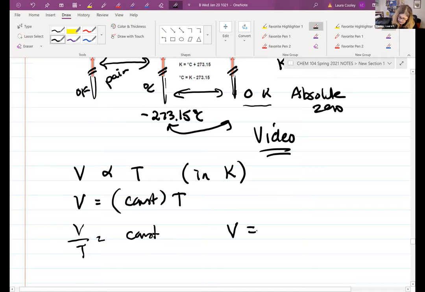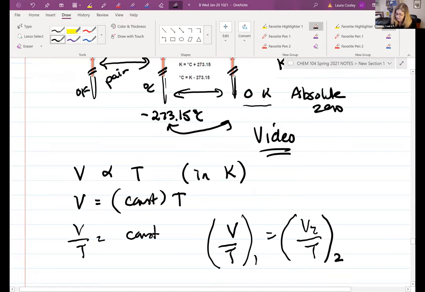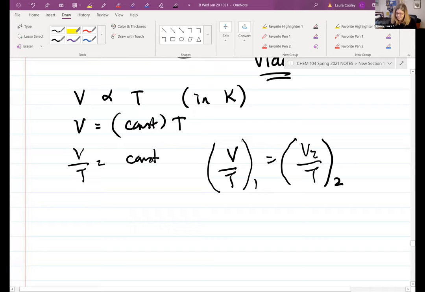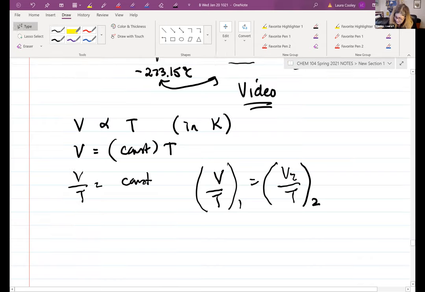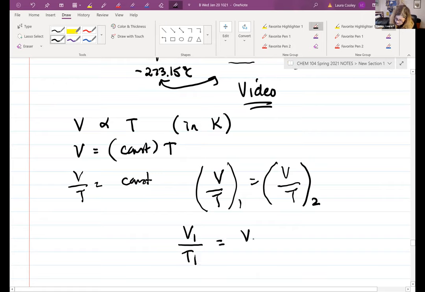So V over T, one equals V over T. Oh, my pen is dying. It's actually breaking. Anyway, what happened here? So it looks a little bit different. It's V1 over T1 is V2 over T2 at constant pressure. That's Charles's law. That's how it's used.